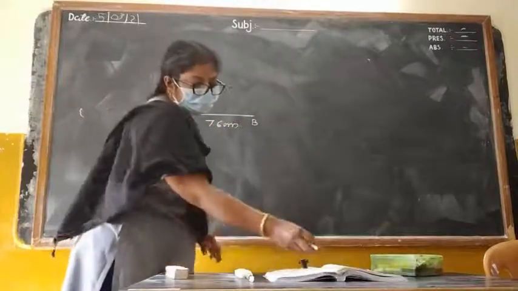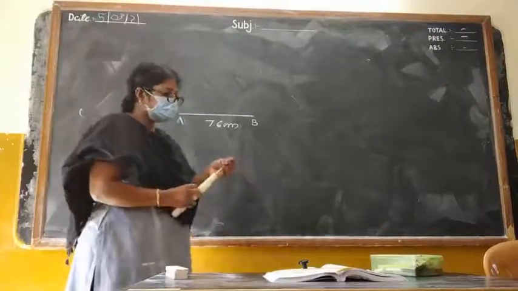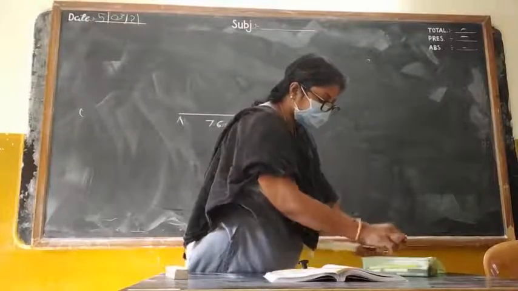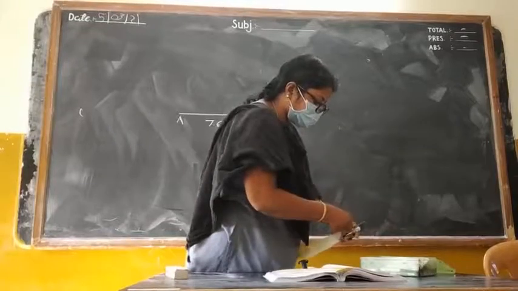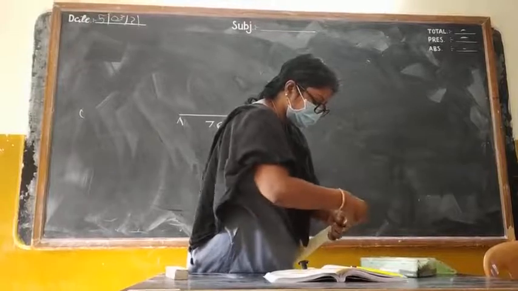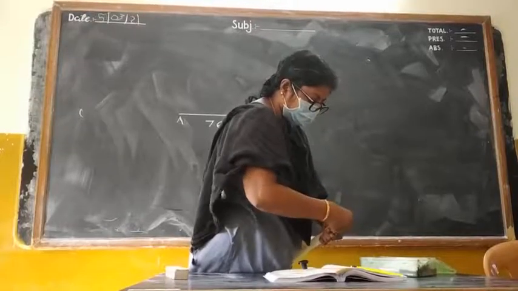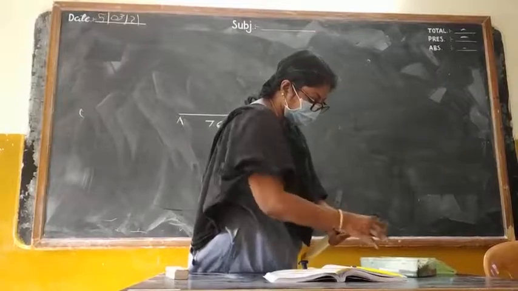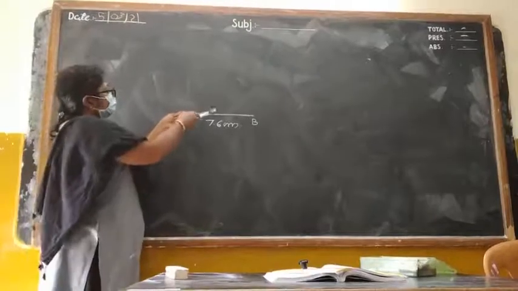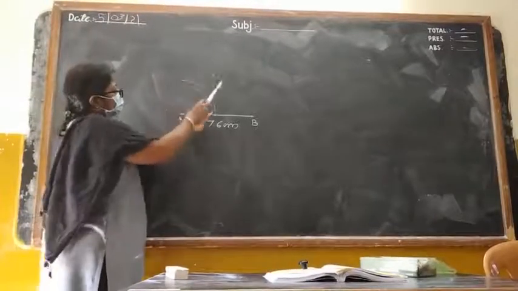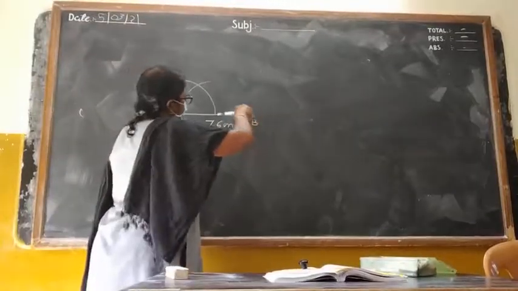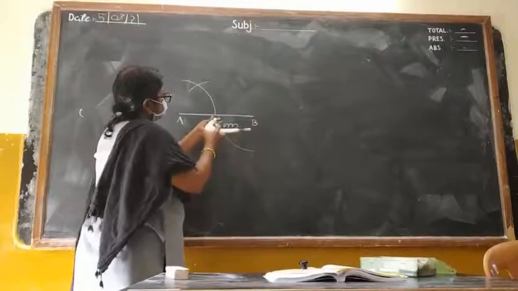Now construct an acute angle, that is 60 degree. We can take 60 degree angle in the upward and downward direction. So we know how to draw the 60 degree angle. So first make an arc the same way here also. So here you will get 60 degree angle, and here also you have to make 60 degree angle.